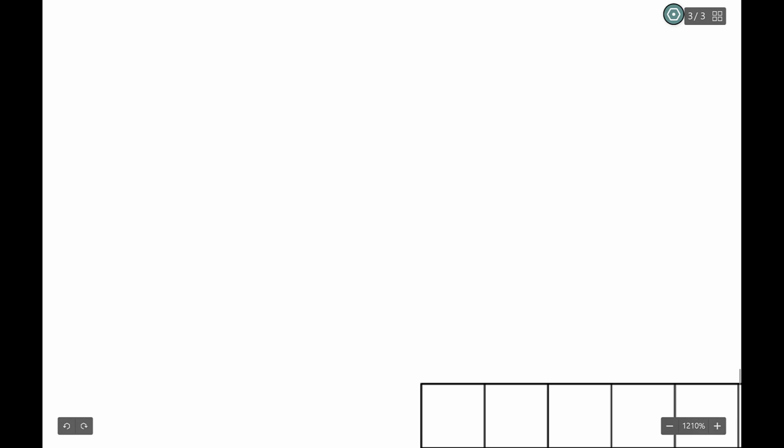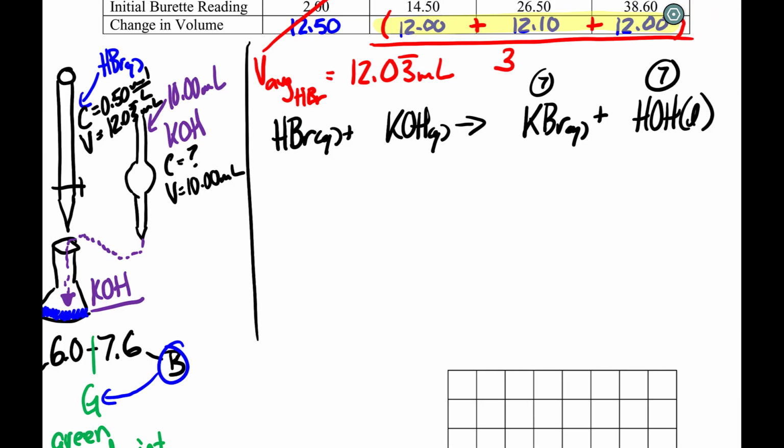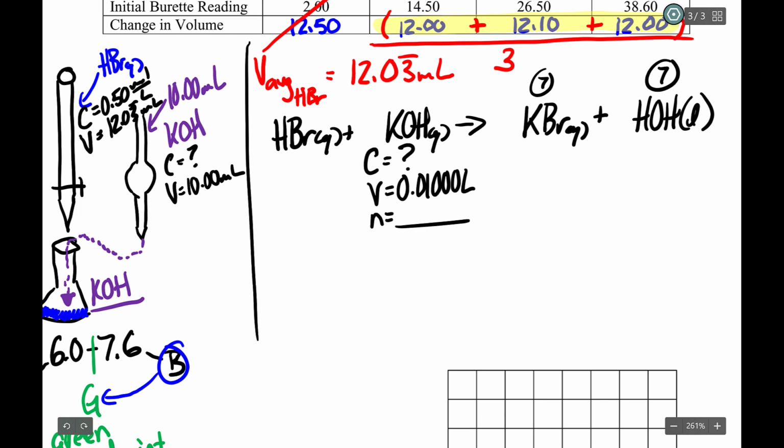Let's write down all of our information, known and unknown. So I'm trying to figure out the concentration of KOH. The volume from the sample, which is taken from the pipette, is 0.01000 liters. I need to figure out the moles. The concentration of the known titrant was 0.50 moles per liter. The volume was 0.01203 repeating liters. And I need to figure out the moles of that.